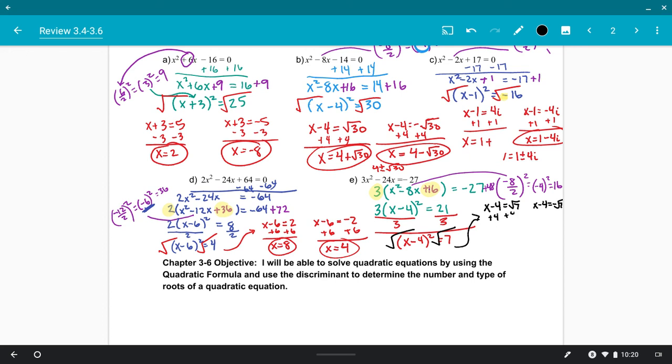If you add 4, you get x equals 4 plus square root 7. Here, add 4, you get x equals 4 minus square root 7. These would be your two solutions. Your teacher may write it as x equals 4 plus or minus square root 7. Either one would work. So that's a lot of work. I just showed all the steps. I would recommend you write out all the steps so that your teacher can give you partial credit when you take the test. But I will do section 3.6 next.